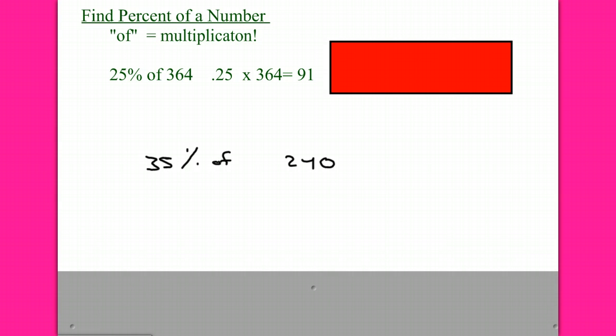All right, so Izzy, how could we write this differently? Times 240. Good. And then you go work that out. And does anyone know what 35% of 240 is? Emily? Do you agree? 84? Okay. Sounds good. Anybody disagree? No.